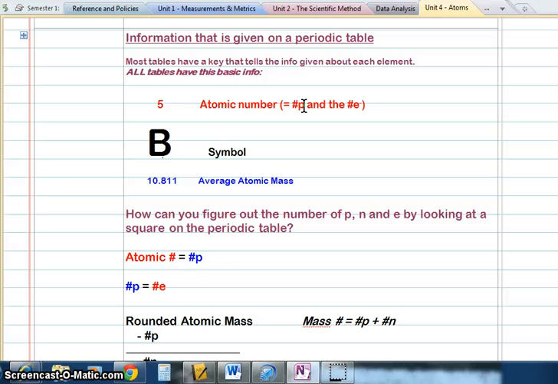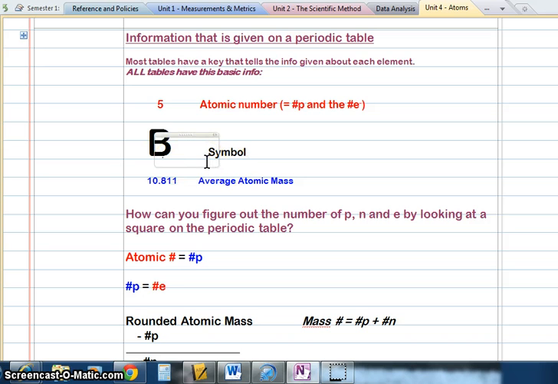And the really cool thing is in a neutral atom, so if I use the word atom or if I say a boron atom, the number of protons and electrons are going to be equal. So when I see boron, symbol B on the periodic table, atomic number 5, I know it has 5 protons and 5 electrons. And then on the periodic table, they give you this average atomic mass.